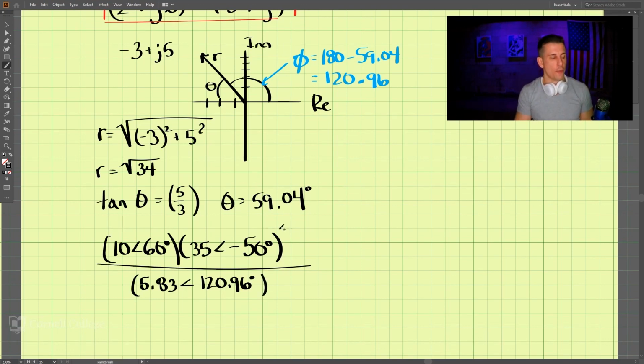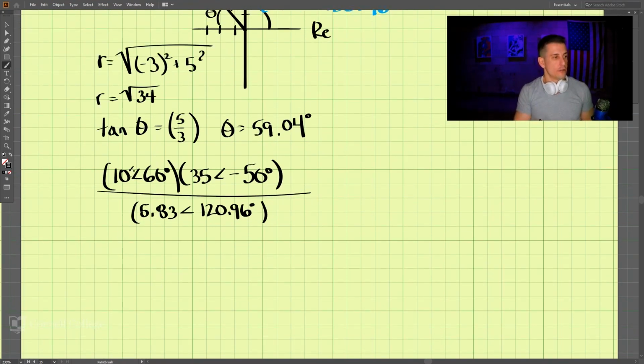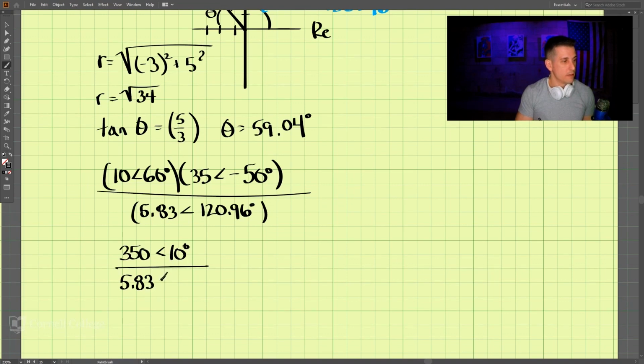Now let's work on the numerator. The numerator here. And so we multiply these two together. So that's 350. And we add the angles together. That is an angle of 10 degrees. And then we have divided by 5.83 at an angle of 120.96. So we divide these, 350 divided by 5.83, which is 60.0.